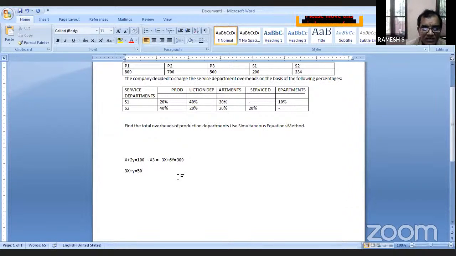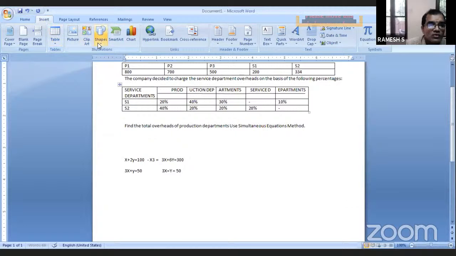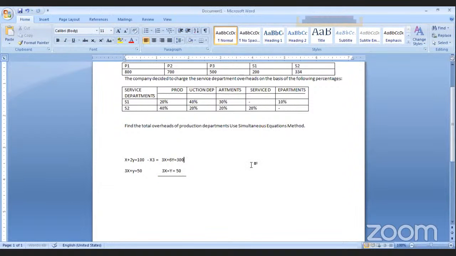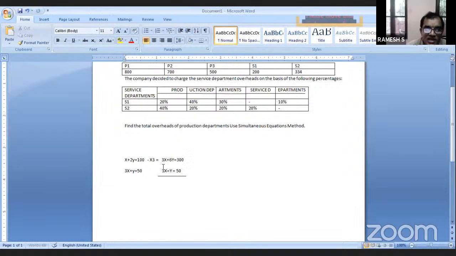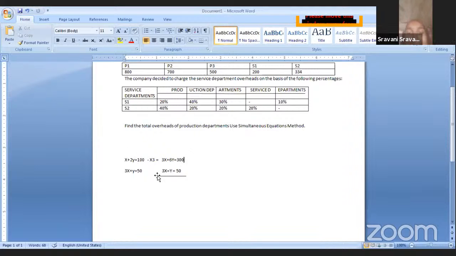Now the second equation will be as it is. 3x plus y is equal to 50. So this is what we got now. Now what we have to do? Now we have to solve it. Now you see here 3x is there, 3x is there. They can be cancelled. We have to deduct this, we have to minus this from this equation. So the x's will be cancelled. Only y's will remain. Okay, we will solve it now.